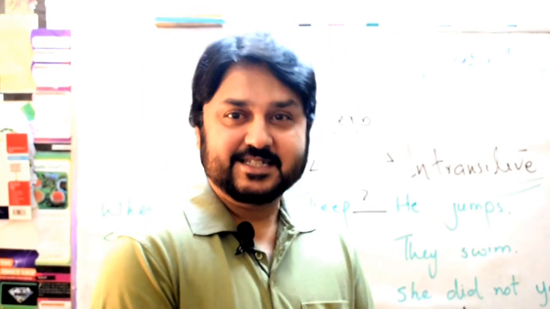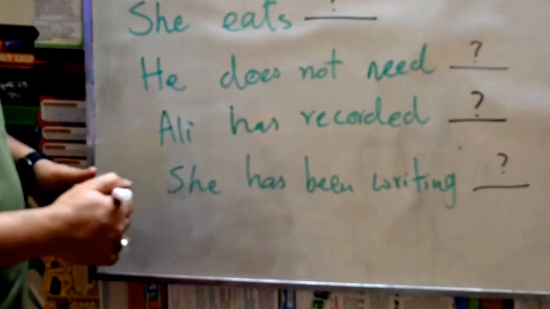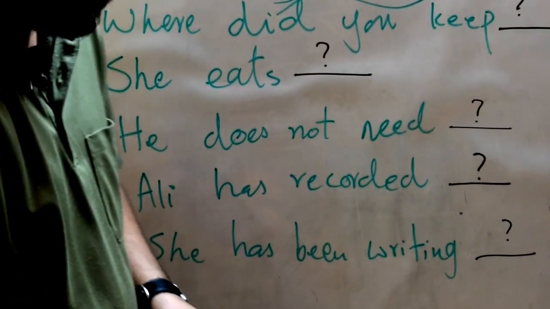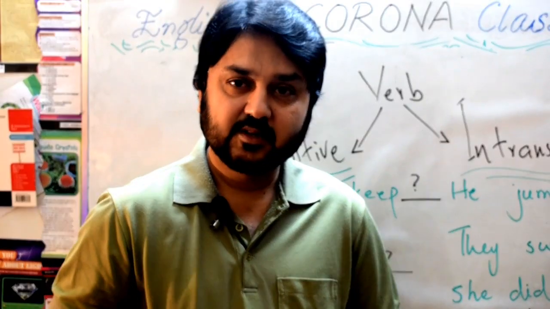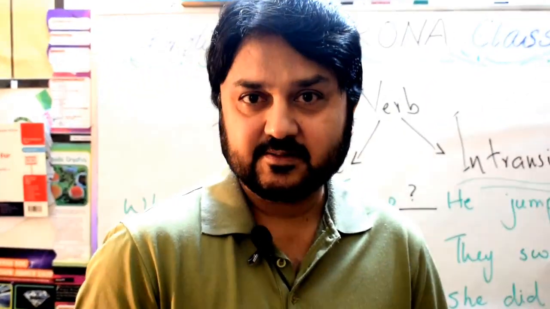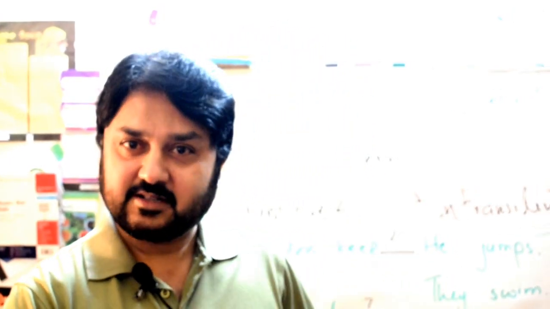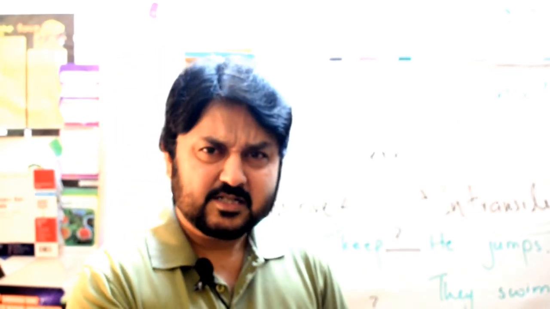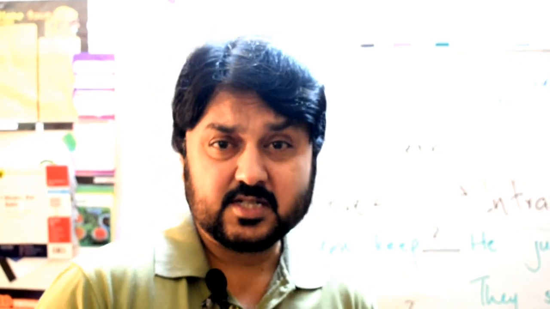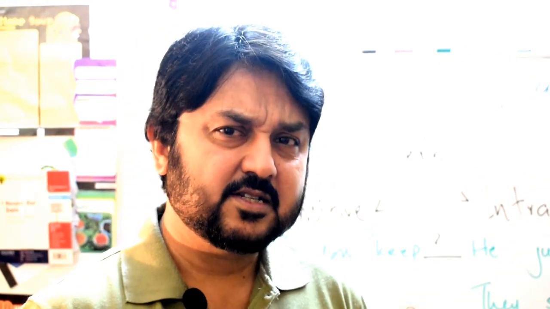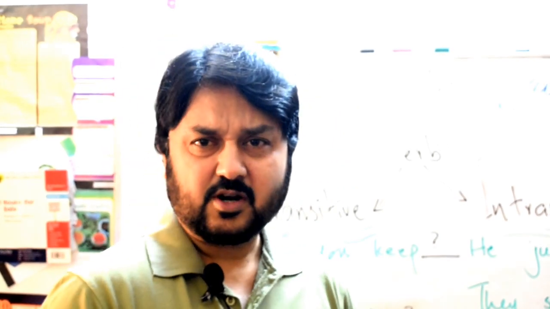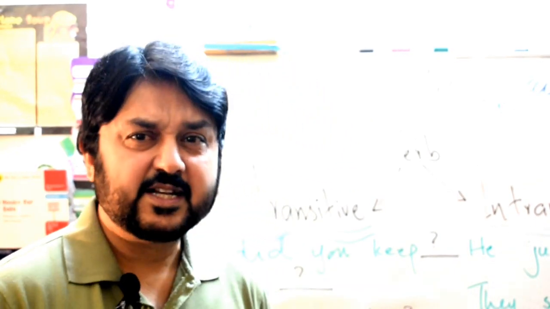Another example, please come to the board. Ali has recorded. He is smiling as well. Ali has recorded what? If there is some reasonable answer, I am safe. But if he has recorded everything, I am unsafe, by the way. There should be some answer to this question if the verb is transitive. If this question arises about a verb, the verb is transitive. So this recorded is a transitive verb because it needs an object.